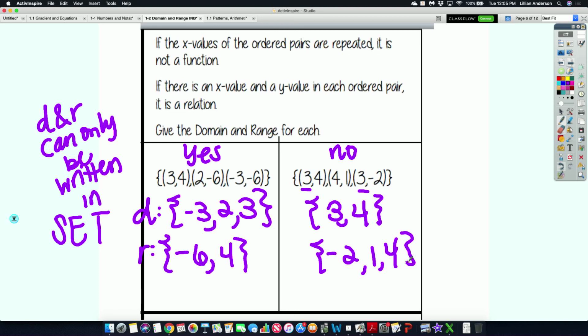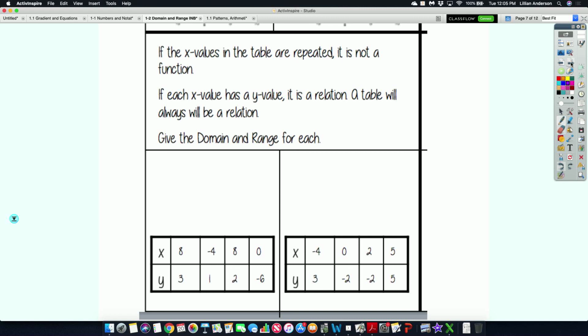So we talked about how to find domain and range from a graph. Remember, you go left to right, bottom to top to get domain and range. With the ordered pairs, your x's are your domain, your range is your y. A table is about as easy as ordered pairs. This is another representation of your points.